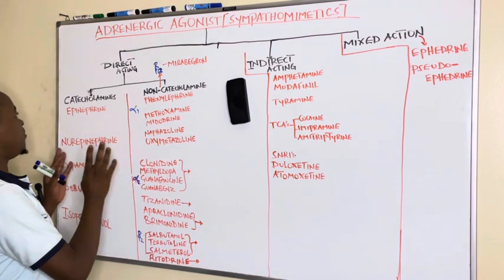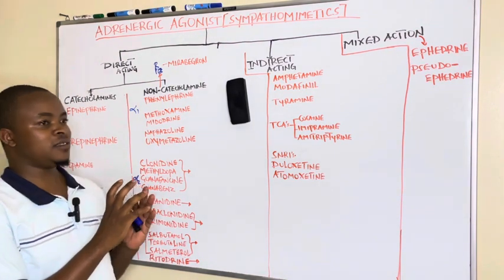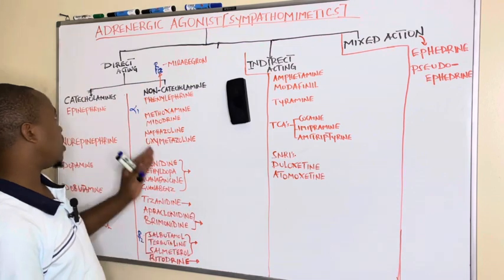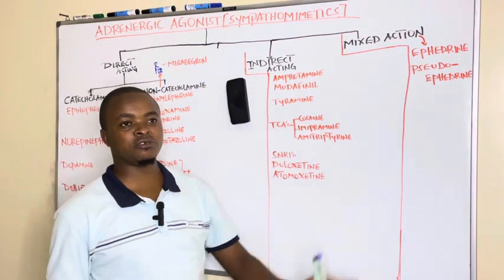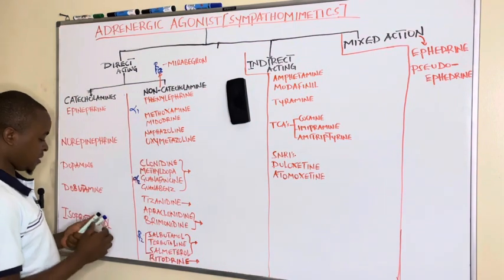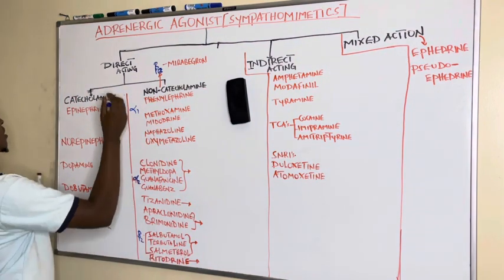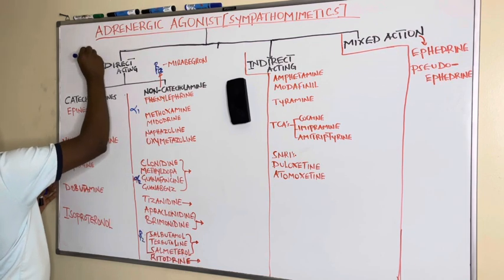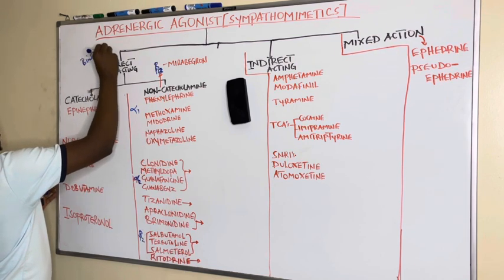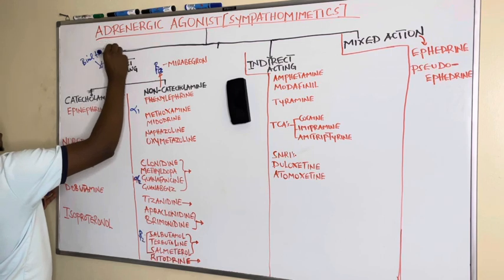So we're going to see different drugs that act, or we are going to classify them, whereby we are going to have direct acting, indirect acting, and mixed action. What do we mean by direct acting? Direct acting means these ones bind directly to receptors. They bind to adrenoceptors.